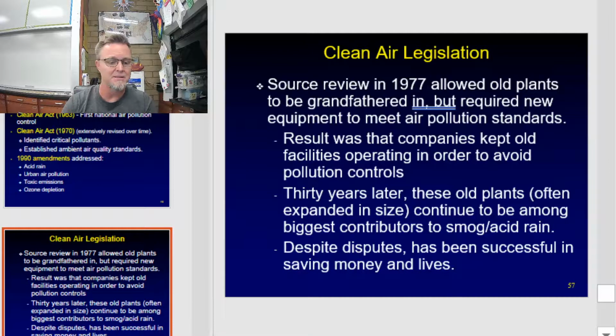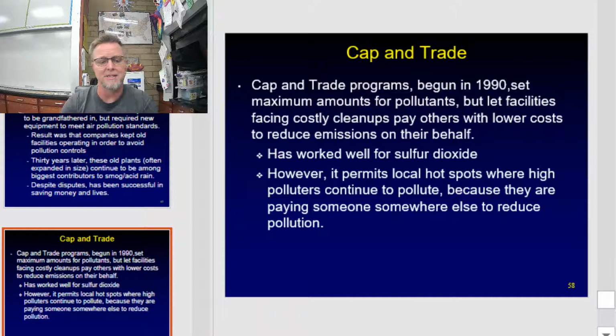We've reviewed things several times over the past 30 years to try to make sure that the air that is being breathed by us all is as clean as possible. And then this thing came about, cap and trade programs. In 1990, cap and trade programs were established to set maximum amounts for pollutants, but to let facilities facing costly cleanups pay others with lower costs to reduce emissions on their behalf. Now, I want you to just understand what this means.